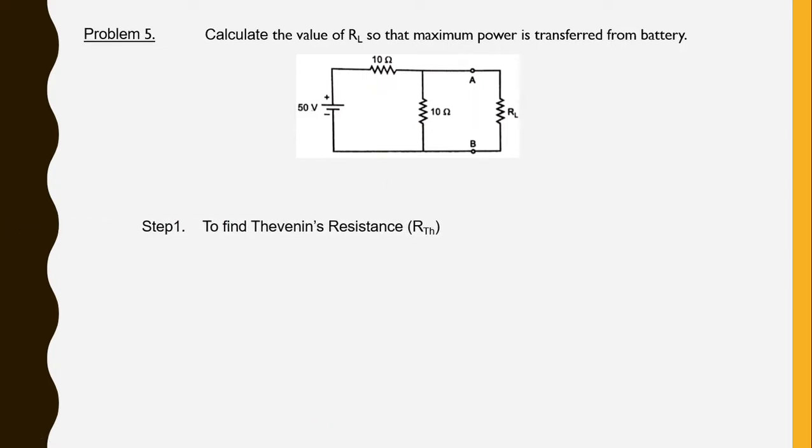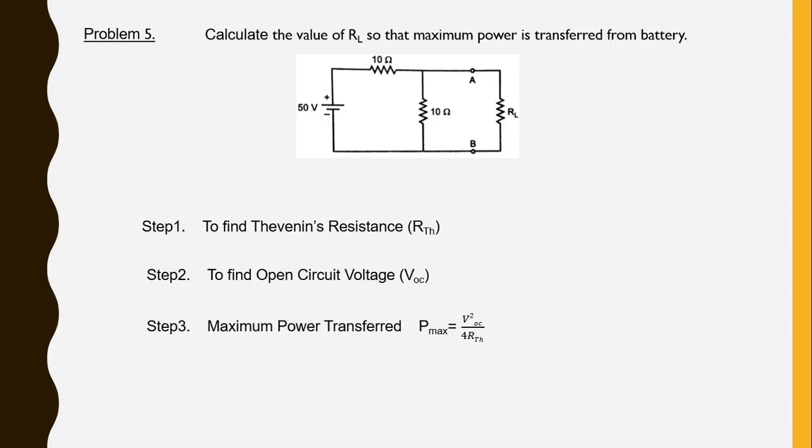To solve this problem, students should know the steps. First one is to find Thevenin's resistance, next one is to find open circuit voltage, last one is formula for maximum power transfer, that is Pmax is equal to square of open circuit voltage divided by 4 into R Thevenin. And one more condition we have to know for maximum power transfer theorem, that is Thevenin's resistance is equal to load resistance.